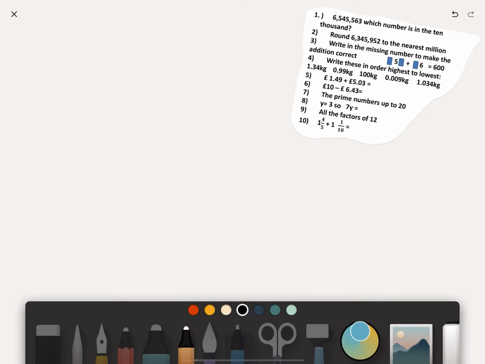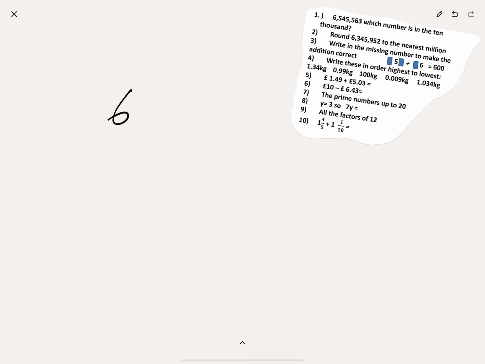So 6,500,000, why does it never write first time? 563. Which number is in the 10,000 column? Obviously means, so that shows you the difference between the hundred and the thousands column. So this is the 1,000, which means that this is the 10,000, and it says which number. So let's assume that means digit.